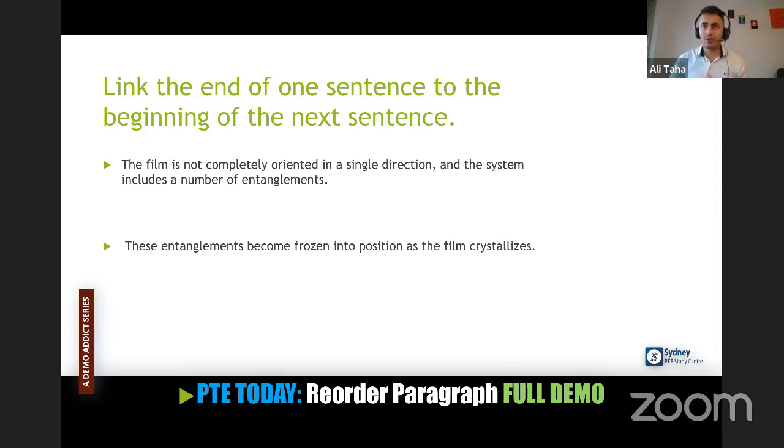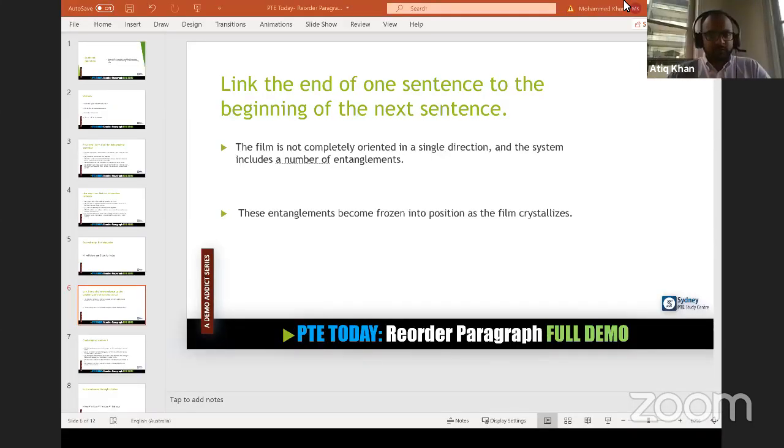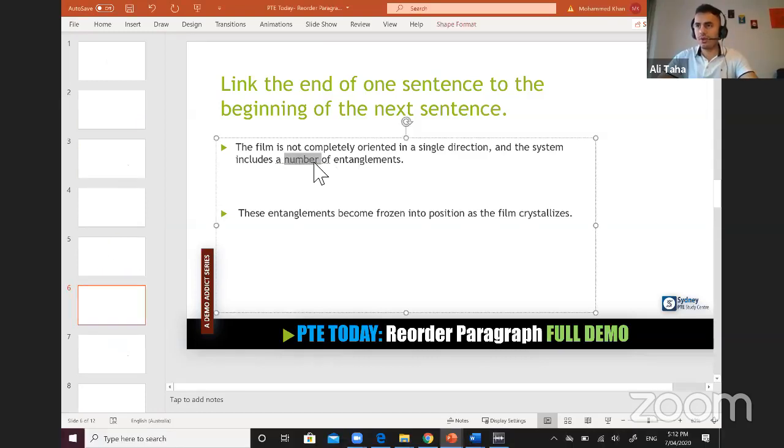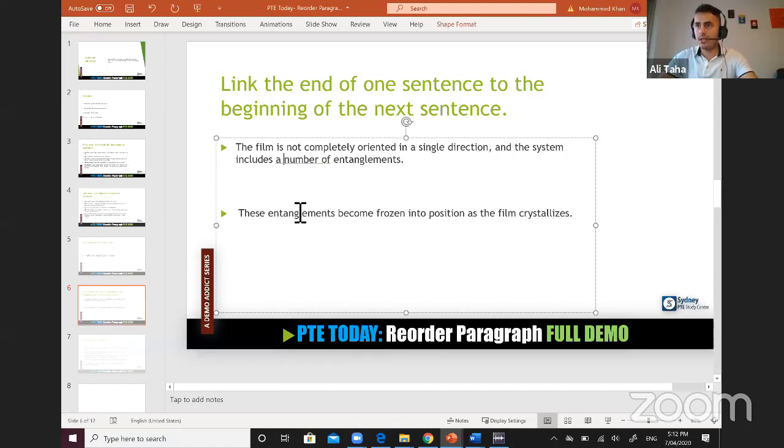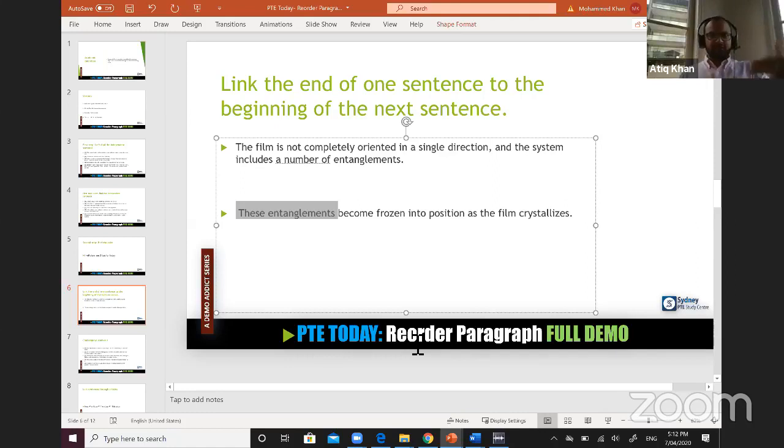If you look at those 2 sentences here: the film is not completely oriented in a single direction, and the system includes a number of entanglements. The end of this sentence, as you viewers can see, this phrase, number of entanglements, exists at the beginning of this sentence. Right. So now I can say that's the connection right there. This is the tip here: the end of this sentence exists at the beginning of that sentence. Link them together and read it in one go. Does it make sense? If yes, then this is a pair. This is 1 mark in the pocket.